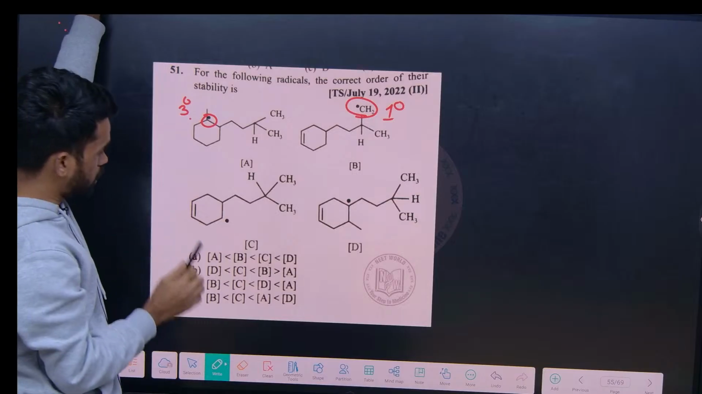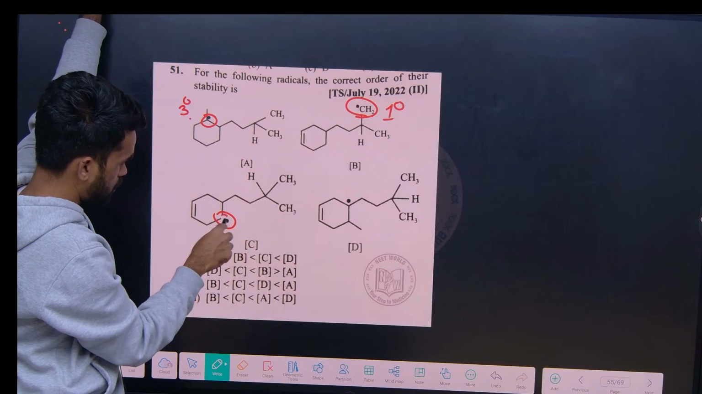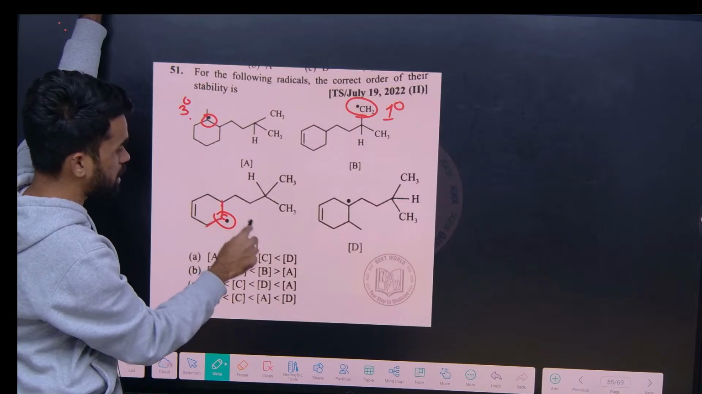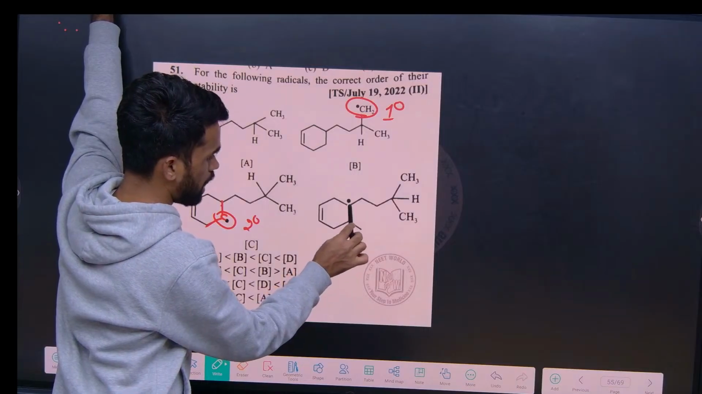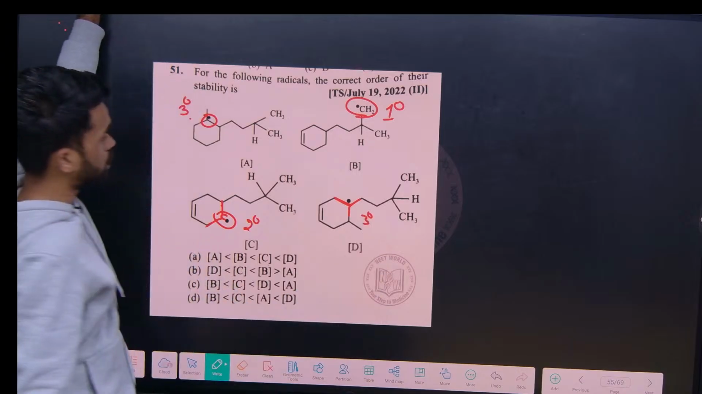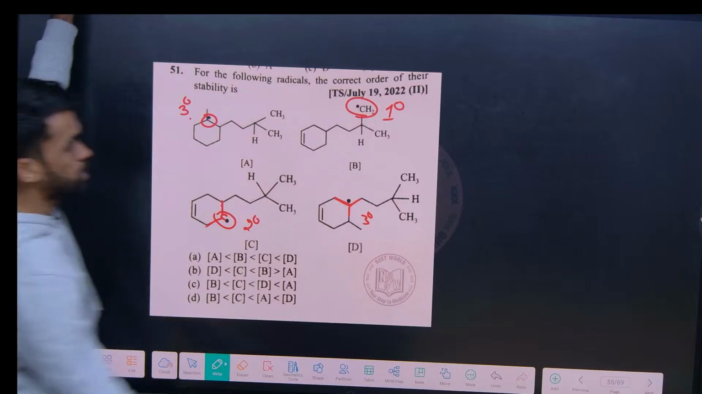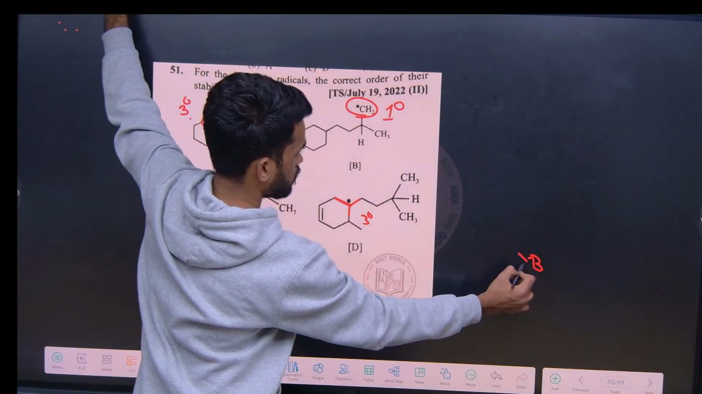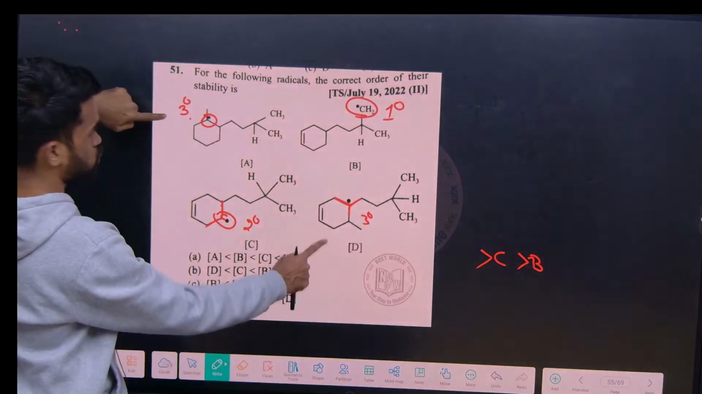Okay, now here you can see what type of radical it is. This carbon radical attached to 2 carbons means it is a secondary. Okay, and what about this carbon attached to 3 carbons? It means it is a tertiary. Okay, so we have 2 tertiaries, 1 secondary and 1 primary. Now which is least stable? Definitely primary. So B is least stable, then the secondary one is C, and after that we have these 2 options.